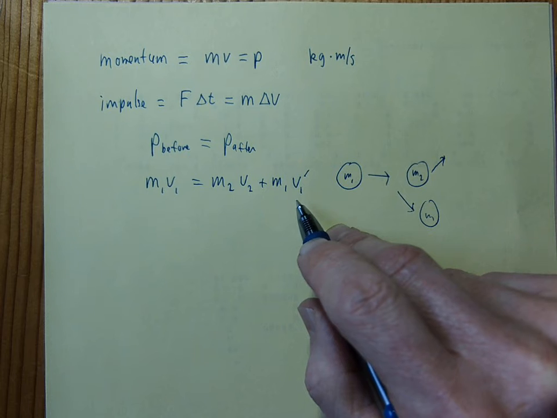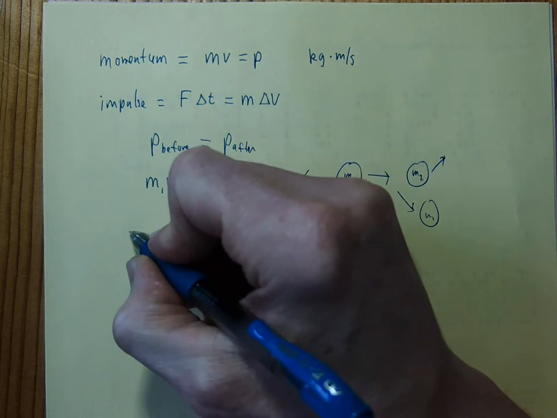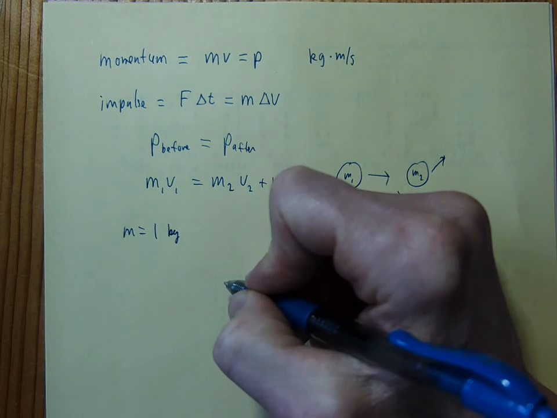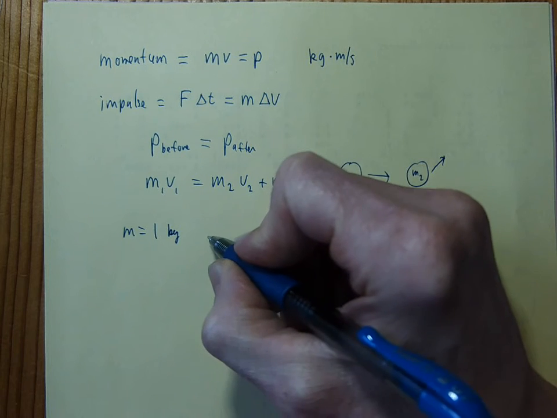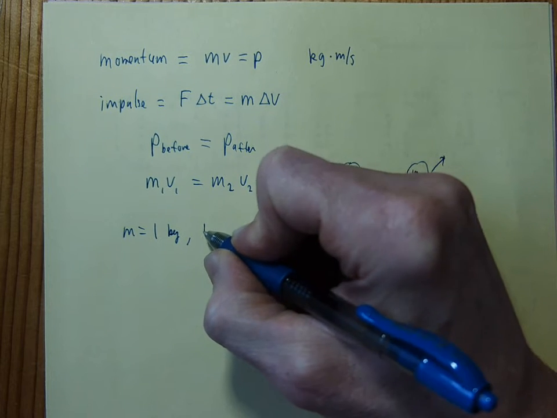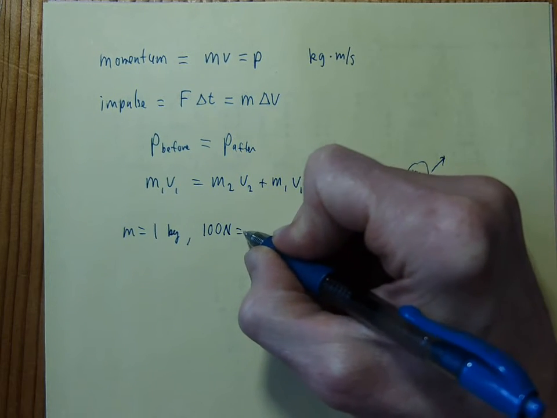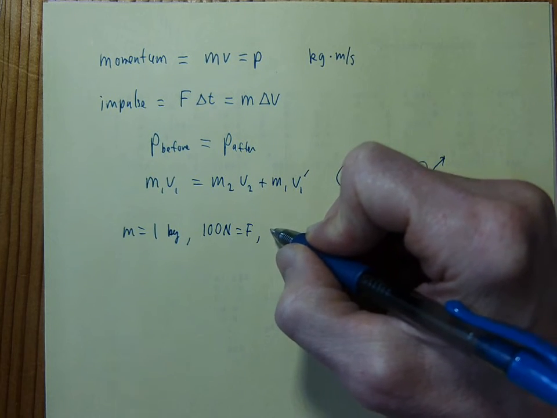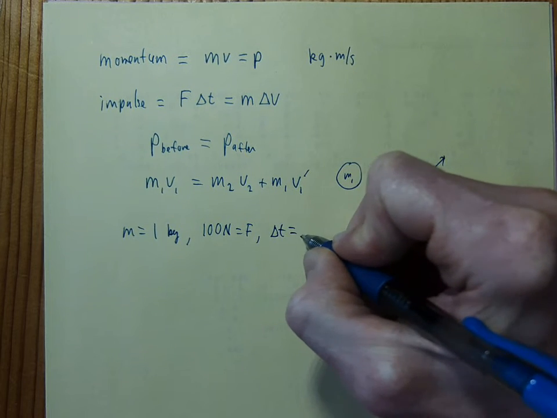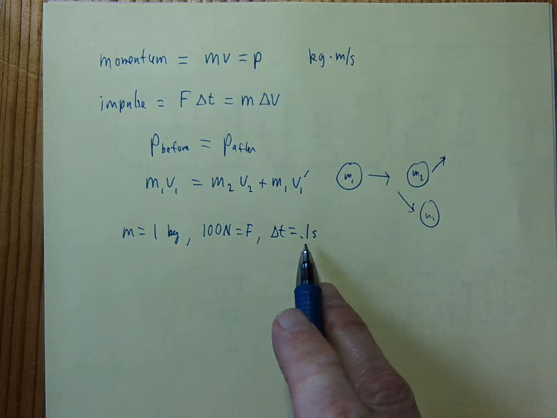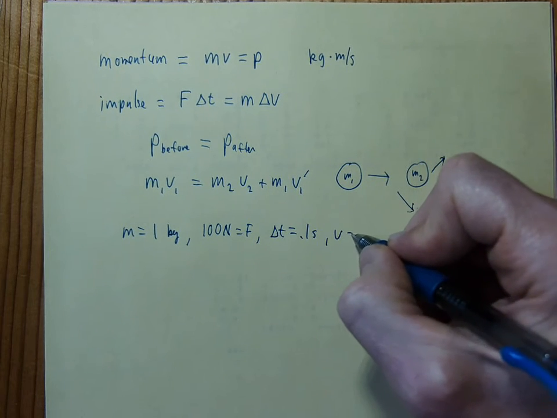When you're doing problems, a typical problem is, let's say you have a tennis ball and the mass is 1 kilogram, which would be one heck of a heavy tennis ball. And let's say that you exert a force of 100 newtons on it, so that's our force, and let's say that you exert that force for delta t of 0.1 seconds. So you hit the ball for 0.1 seconds. You're exerting 100 newtons for only 0.1 seconds because it doesn't hit the racket very long. So now, how fast is the ball going to leave your tennis racket?